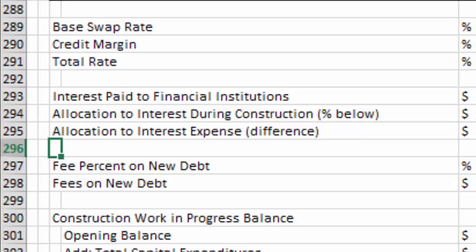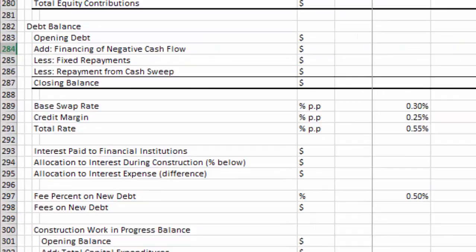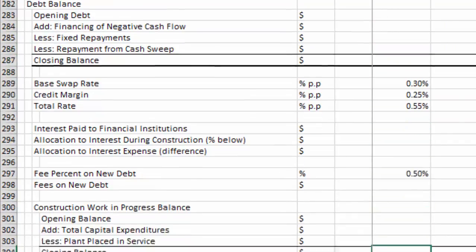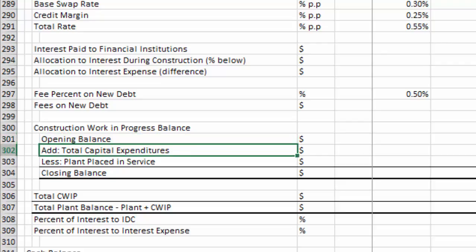Then we can also put the fees. Up here we have how much new debt we're issuing, and we can compute the fees. And to do the allocation, we need to make a little account for how much is our construction work in progress. And what we do is take any capex.